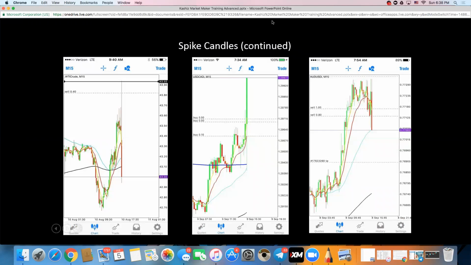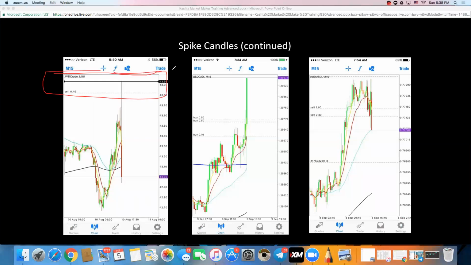There are variations to the spike candles. These are old trades I've taken before news releases. This one is for oil, back in August. It pinned the high. This was the high. Be aware that these are the types of behaviors you will see for spike candles. So they spiked it.